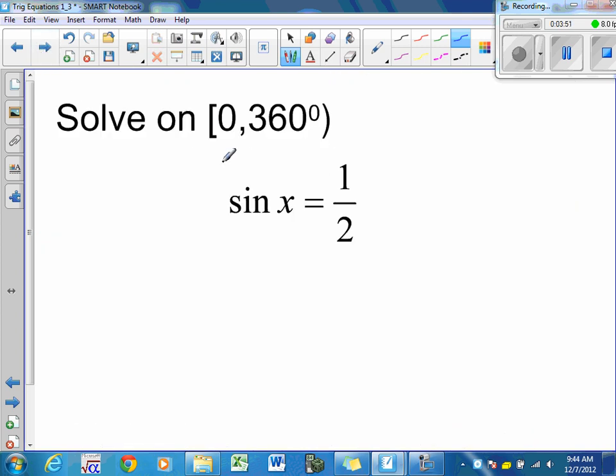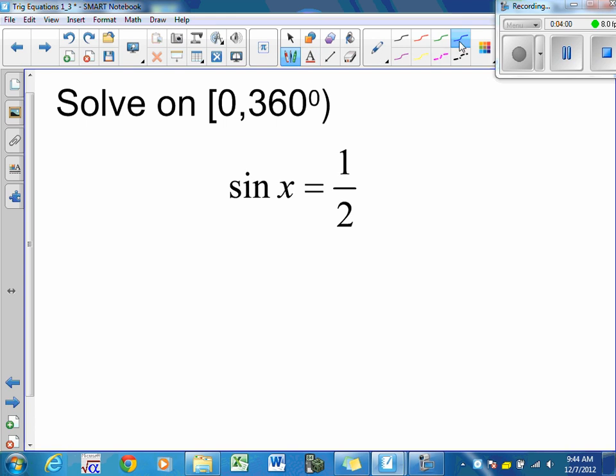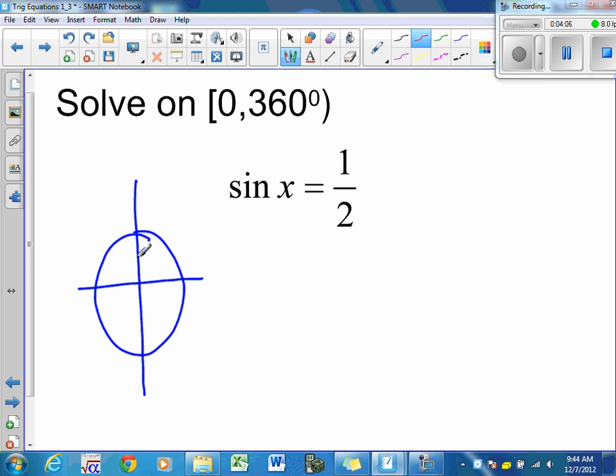So where is sine equal to 1/2? So if we think our unit circle, that was a pretty bad unit circle. Let's try drawing that circle again. Draw a unit circle. Sine is 1/2, the y coordinate is 1/2. So I have two angles, here and here. Now we want to use degrees because it's on 0 to 360. So my answers are 30 and 150.